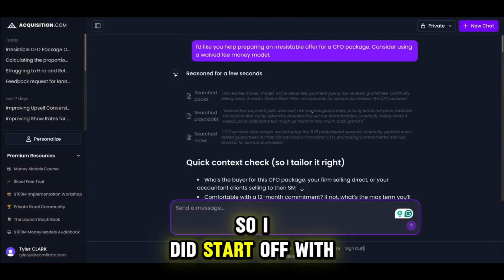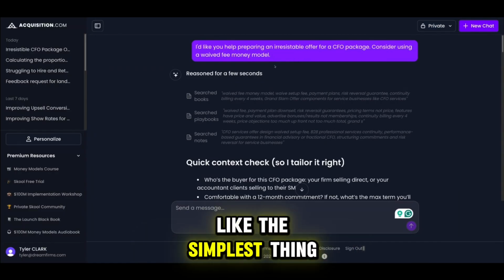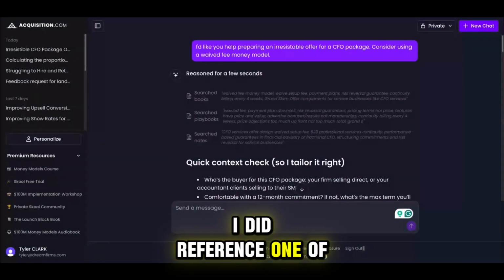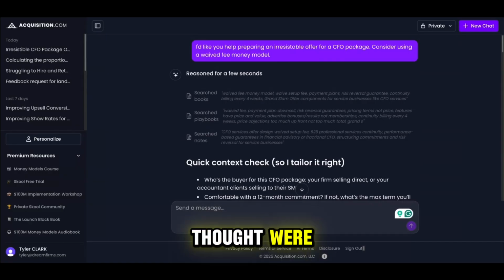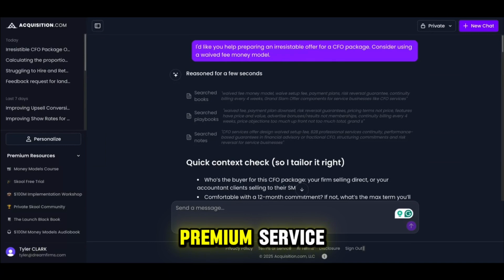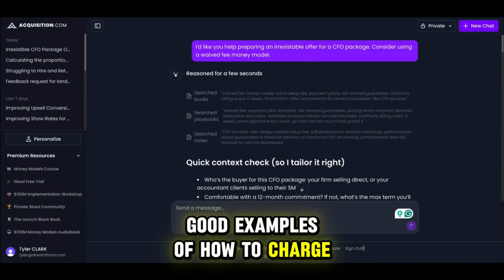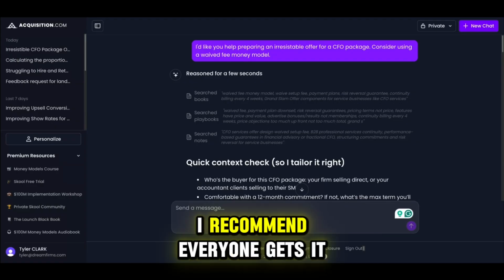So I did start off with a prompt at the top. Very simple, literally like the simplest thing. I did reference one of the money models that I thought were probably one of the best ones to offer for a very premium service. There are a lot of good examples of how to charge, how to make money in this book. Highly recommend everyone gets it.